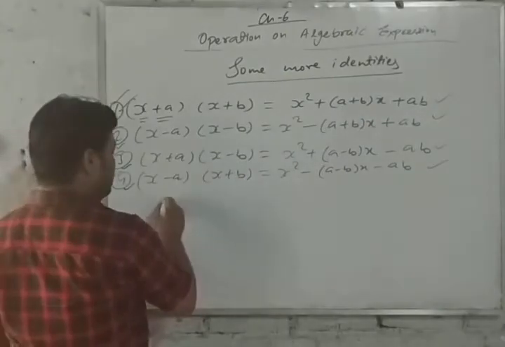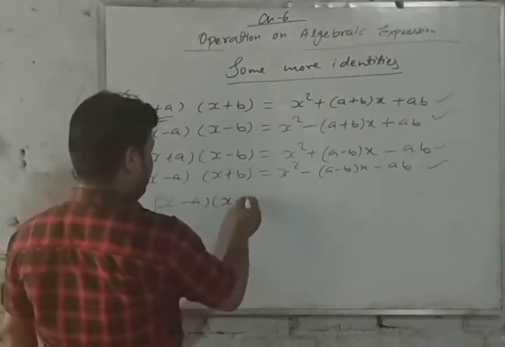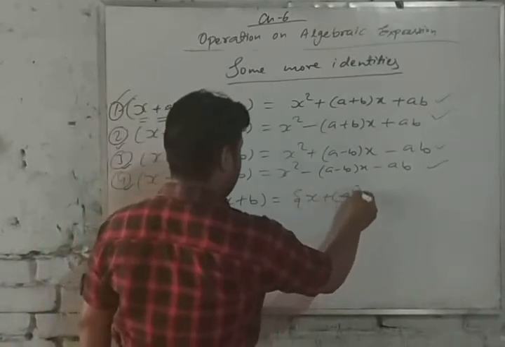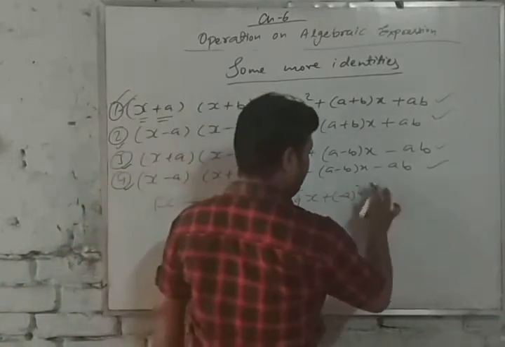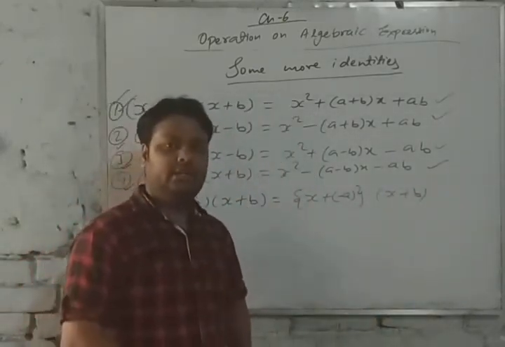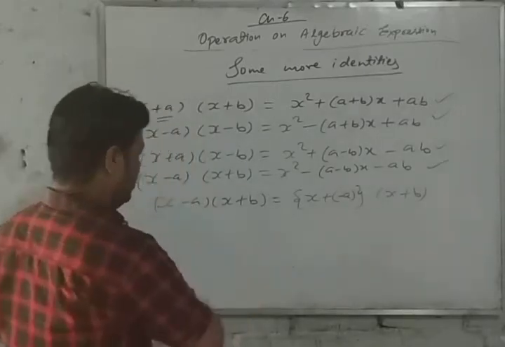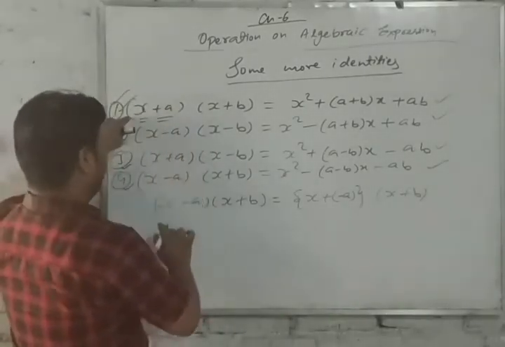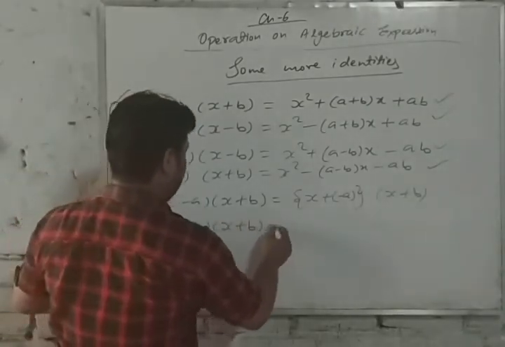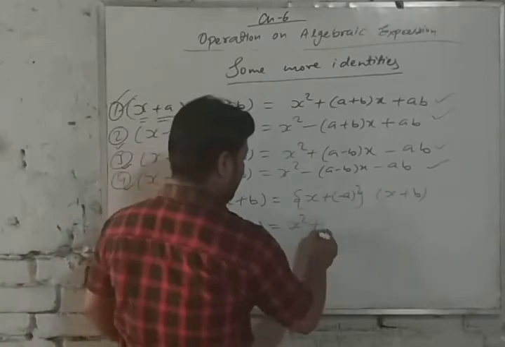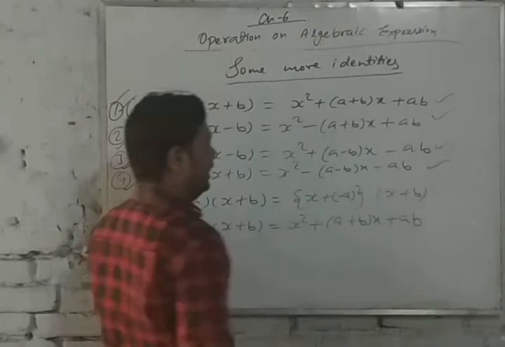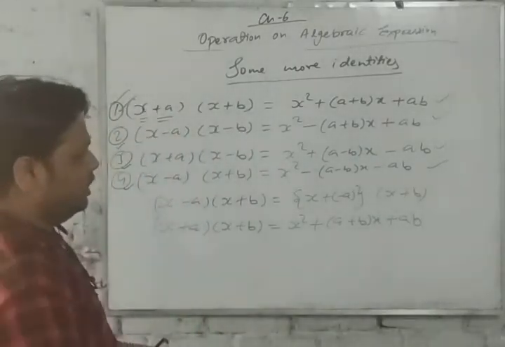Now the last identity is x minus a and x plus b. We can write it like this: x plus minus a, and the same x plus b. That is, instead of a, we will write minus a. Okay. So let's see. At first, the first formula we will write: x plus a, x plus b is equal to x square plus a plus b into x plus ab. Okay. Now solve it.